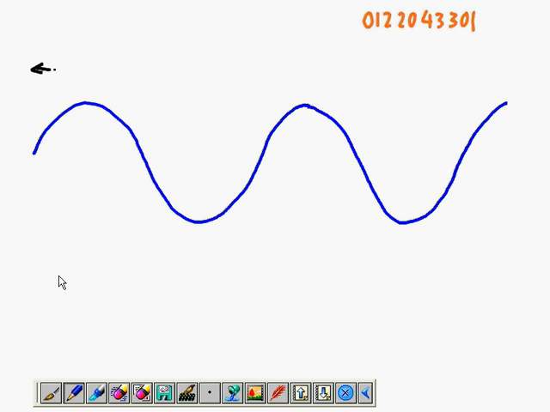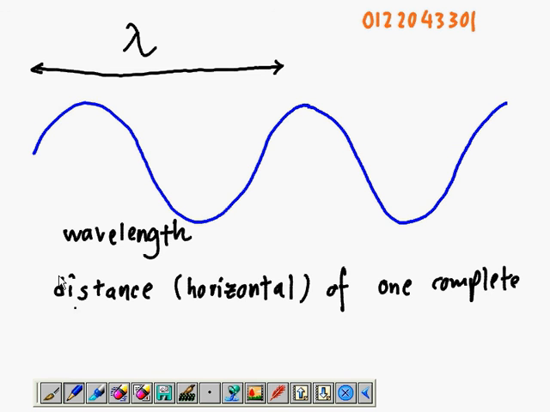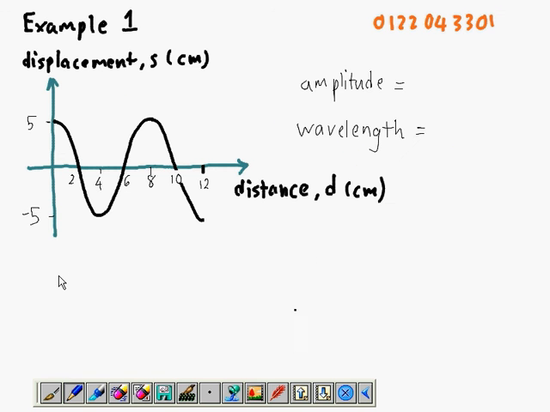Okay. Now we also look at this one. This one is lambda. What exactly is lambda? Lambda is wavelength, and it is the distance, the horizontal one, of one complete cycle of a wave, one complete oscillation or vibration. Now this one, amplitude 5 cm, and the wavelength has to be 8. We don't take 12 because that's one full cycle.